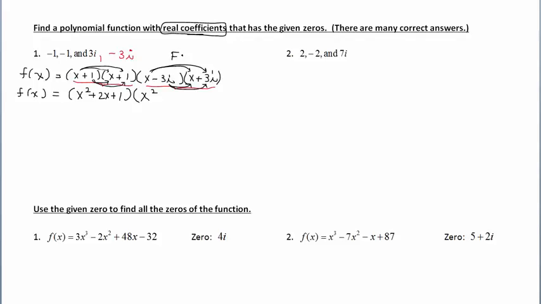So in FOIL, when you have conjugate pairs, the O and the I, the outside and the inside, are going to cancel. So really all we have to do when we identify this kind of situation is multiply the two first terms and the two last terms. So the product of the two last terms would be minus 9i squared.